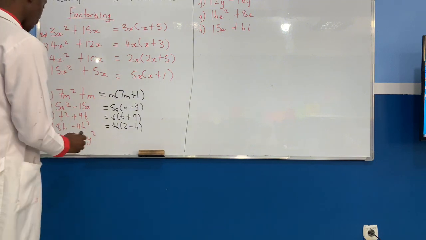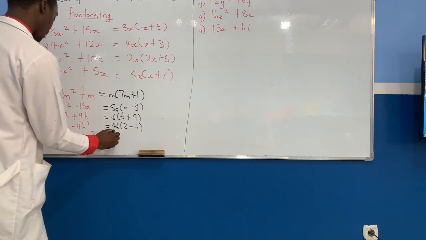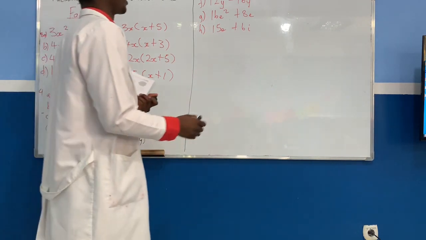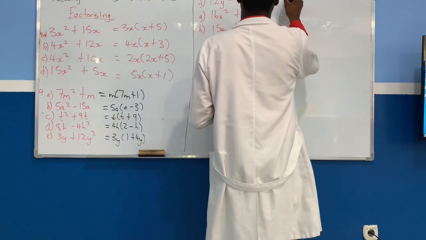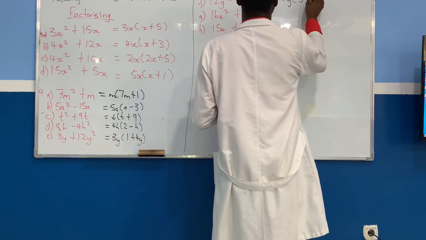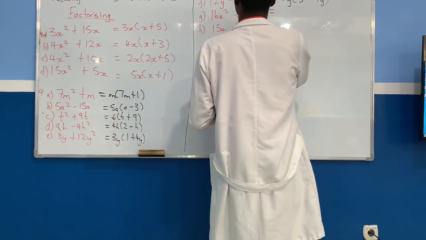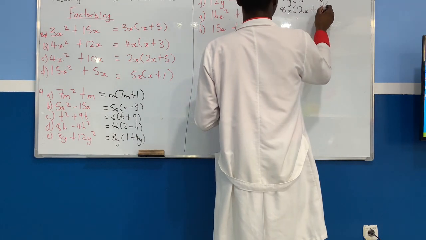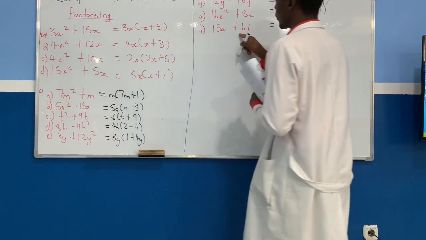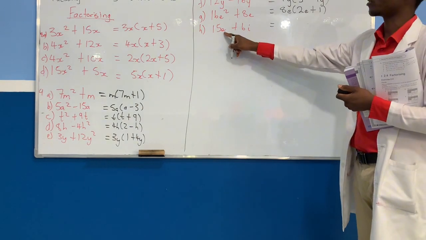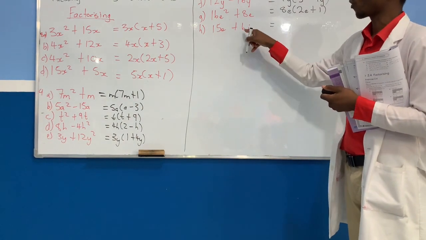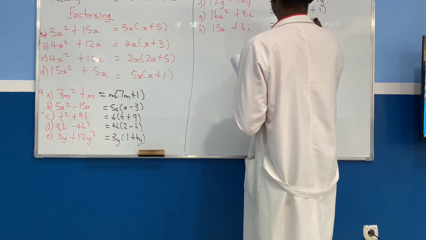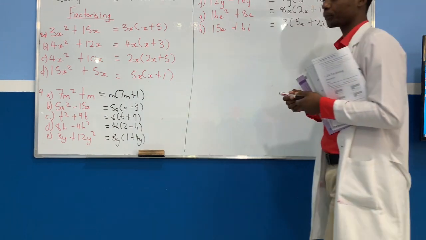Yes. Right. The fifth one was 3y bracket 1 plus 4y. The next one, 4y bracket 3 minus 4y. Then the next one was 8e bracket 2e plus 1. Then this one now, you see that the commonality was not in the unknowns, but in the coefficients. So the common factor will be 3 bracket 5e plus 2i.